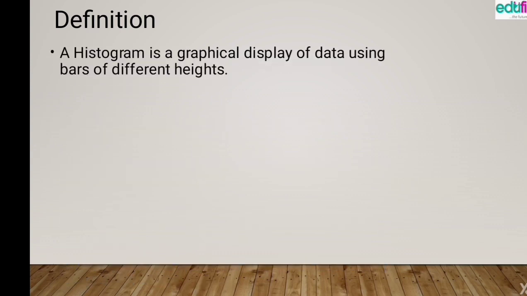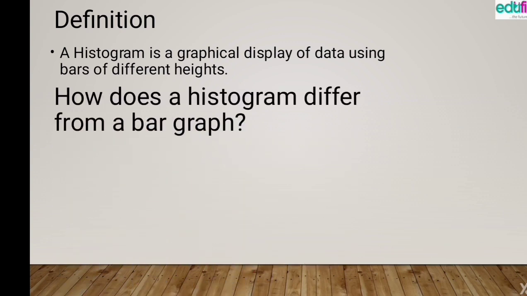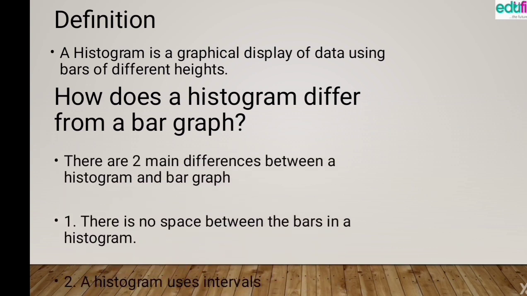Now let's begin with the definition of what a histogram is. A histogram is a graphical display of data using bars of different heights. Now, how does a histogram differ from a bar graph? There are two main differences between a histogram and a bar graph. Firstly, there is no space between the bars in a histogram, and secondly, a histogram uses interval.